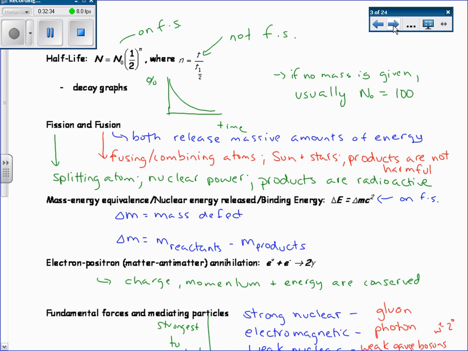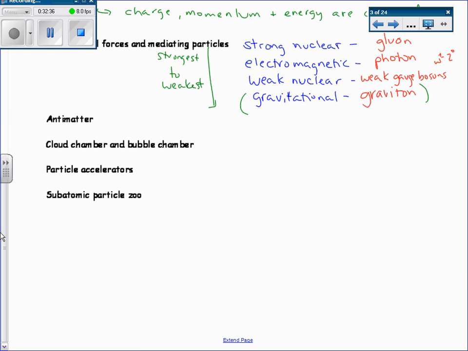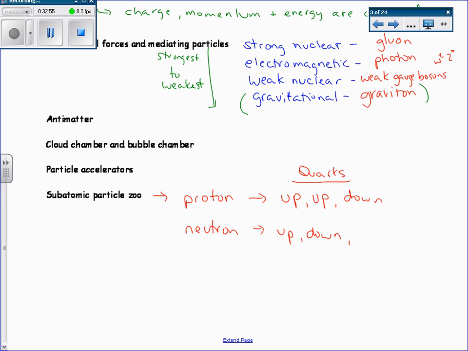So you just need to know that the main thing about the particle zoo is that a proton is up, up, down in quarks, and a neutron is up, down, down. Remember, dud for neutron. Okay, and that's atomic physics, and that's the review of the course.